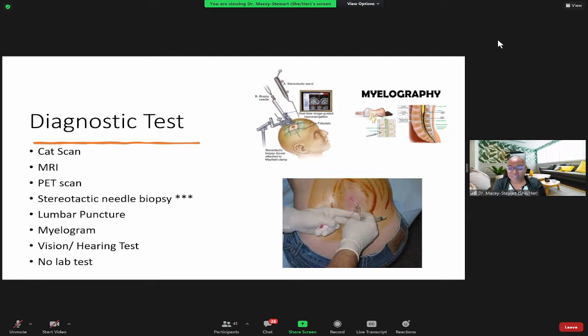The definitive diagnosis is the biopsy, and that's the picture on the top left, the stereotactic needle biopsy. So they drill a little hole into the skull, and they put a needle in, and they take a sample.